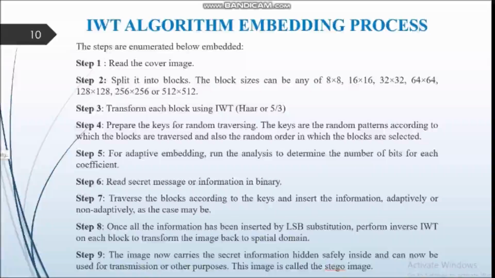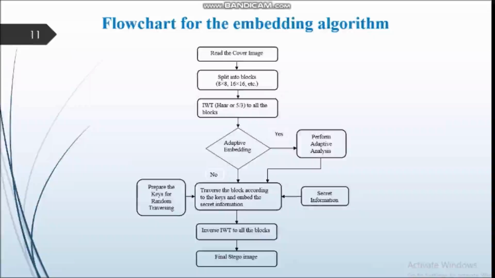The flowchart for the embedding algorithm is: firstly, read the cover image and split it into blocks. In this, the block size can be 8 by 8, 16 by 16, 32 by 32, 64 by 64, 128 by 128, or 512 by 512. Transform each block using IWT. Prepare the keys from random traversing.